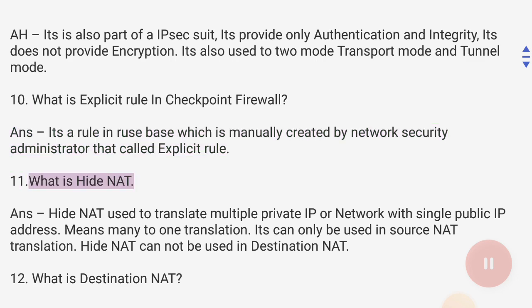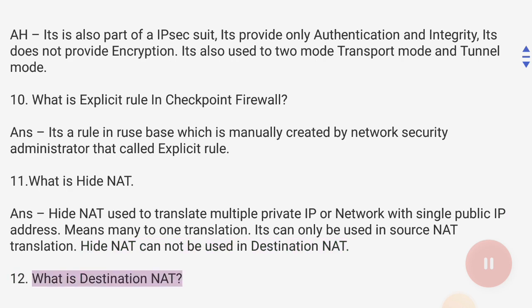11. What is hide NAT? Answer: Hide NAT is used to translate multiple private IPs or networks with a single public IP address. It means many-to-one translation. It can only be used in source NAT translation. Hide NAT cannot be used in destination NAT.